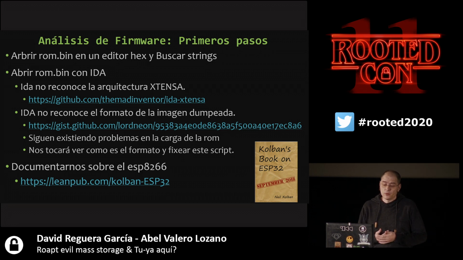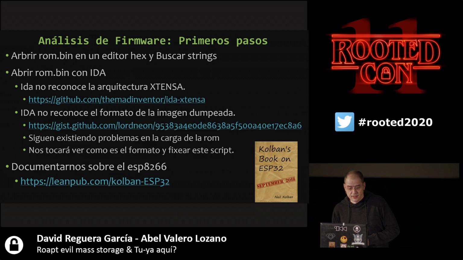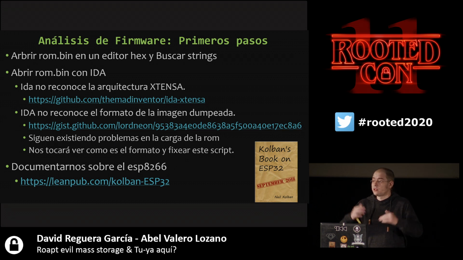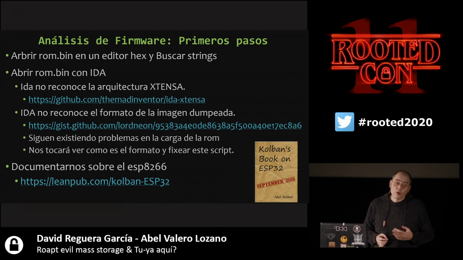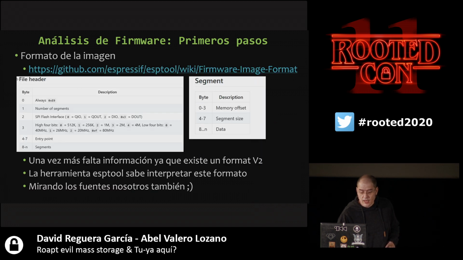To analyze this, we will be using IDA, but IDA is not aware of the Xtensa architecture. But some people have come up with a plugin that allows you to use the Xtensa architecture. And IDA does not recognize the format of the dumped image. So you want to know the format because you have to tell it this goes in this segment, this goes in memory, and when you do that, we will have the cross-references that will help us a lot in our analysis.